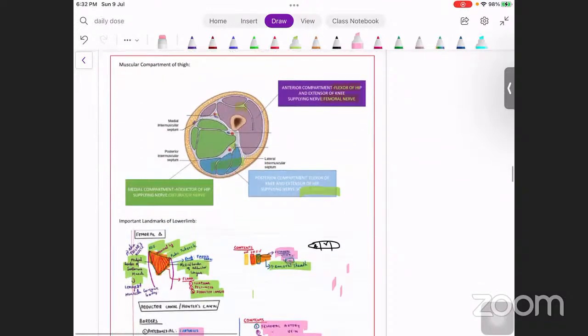Okay, the anterior compartment of the thigh is supplied by the femoral nerve, the medial compartment is supplied by the obturator nerve, and the posterior compartment of the thigh is supplied by the sciatic nerve.